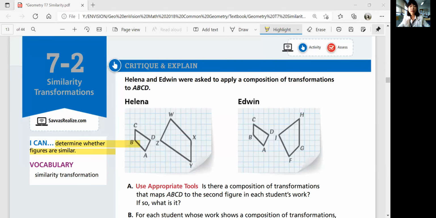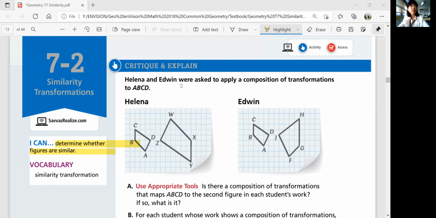Hi guys, this is Geometry, Lesson 7-2, Similarity Transformations. In this lesson, we'll be able to determine whether figures are similar. So similarity is not the same as congruent. That you need to note.